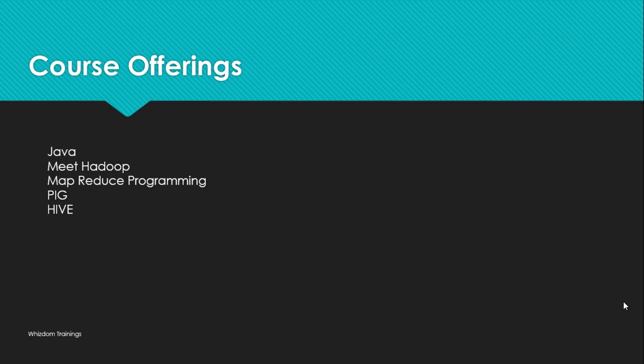Then we have also covered HBase, which is a column oriented database which provides row level updates in Hadoop. You'll be able to understand it more clearly once you go through the videos, right?